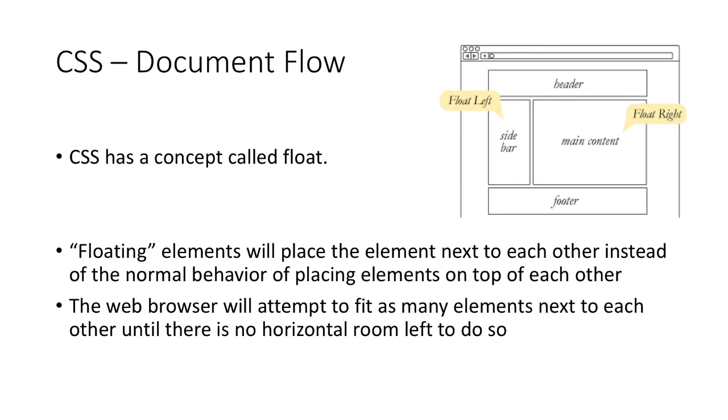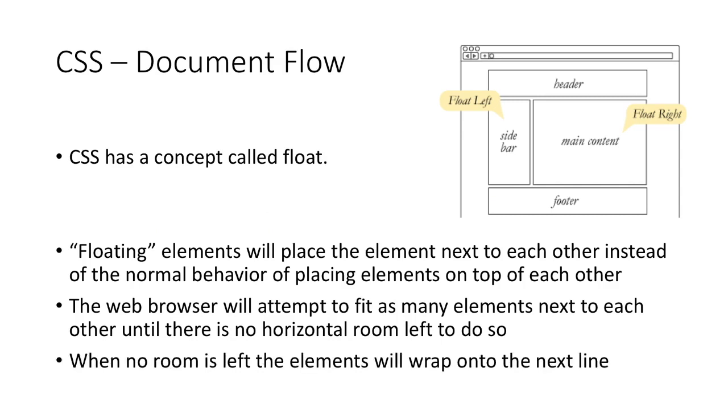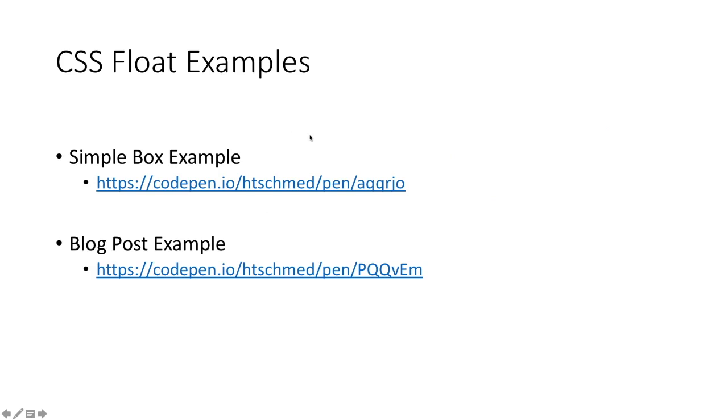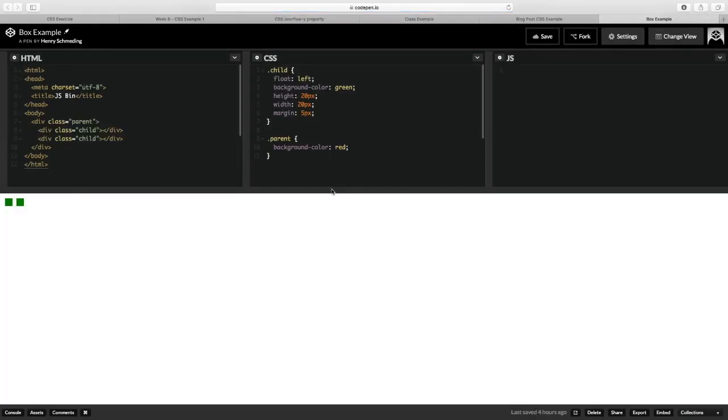What will happen is the web browser will attempt to fit as many elements as it can next to each other until there's no longer any horizontal room to do so. And then when there's no room left, the elements will wrap onto the next line, or essentially stack on top of each other. And here's a simple box example. I believe this is floating. Oh no, this is just another, okay, so yeah, we do have a float. We have two elements here that are floating.